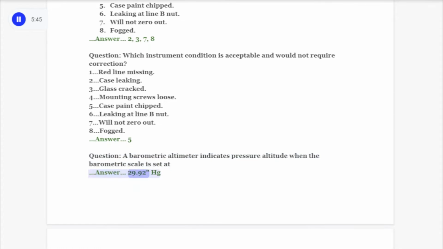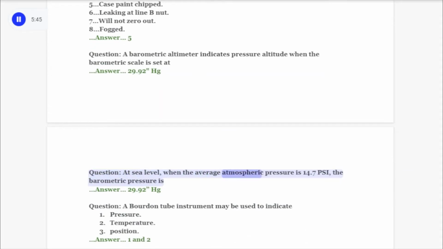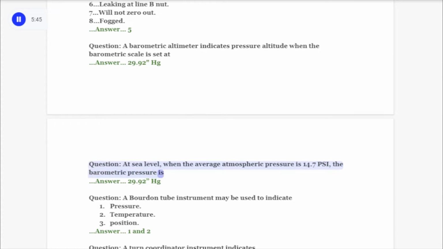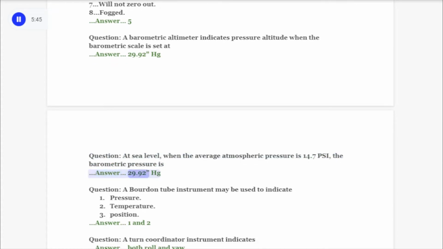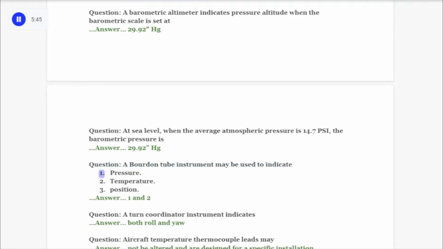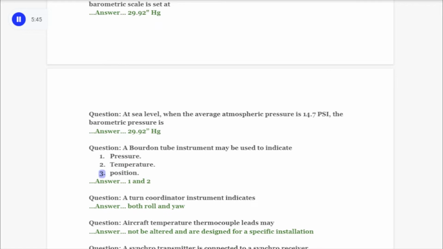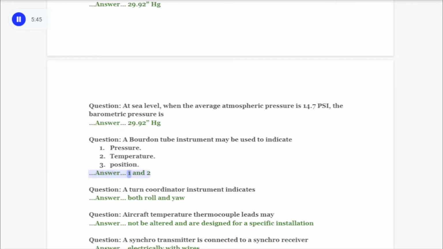Question: a barometric altimeter indicates pressure altitude when the barometric scale is set at? Answer: 29.92 inch Hg. Question: at sea level, when the average atmospheric pressure is 14.7 psi, the barometric pressure is? Answer: 29.92 inch Hg. Question: a Bourdon tube instrument may be used to indicate 1. Pressure. 2. Temperature. 3. Position. Answer: 1 and 2.